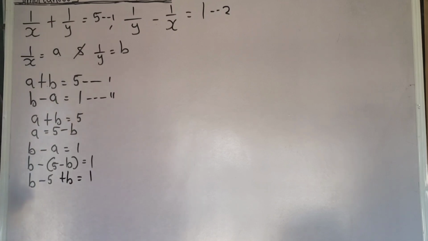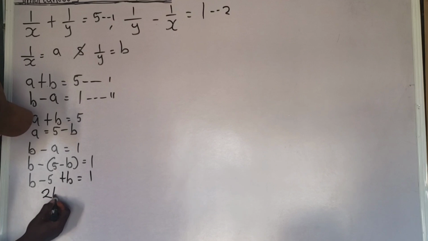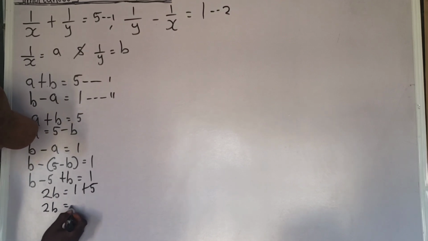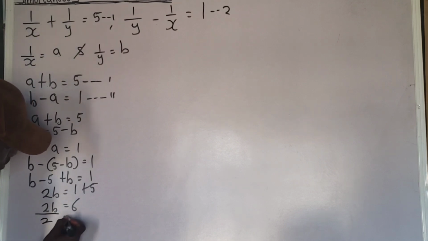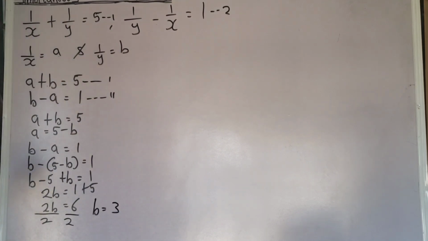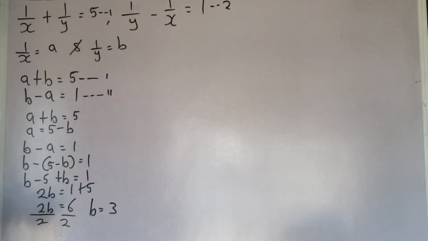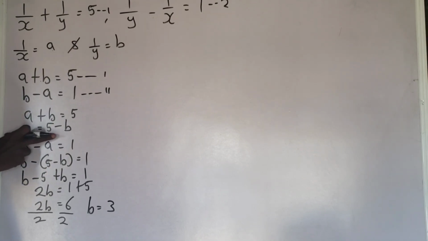Okay. Now let us collect like terms. b plus b is what? 2b equals 1 plus 5. So 2b is equal to 6. Now we can get the value of b by dividing both sides by 2. So if I divide both sides by 2, b is equal to what? 3. Because 6 divided by 2 will give us 3. Now, having gotten the value of b as 3, we can easily get the value of a by substituting b into it.